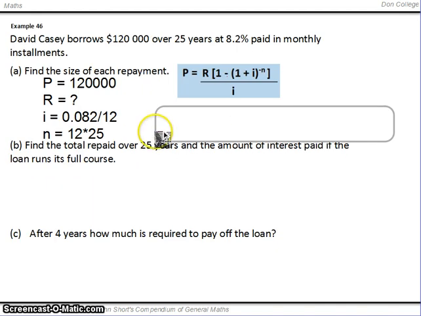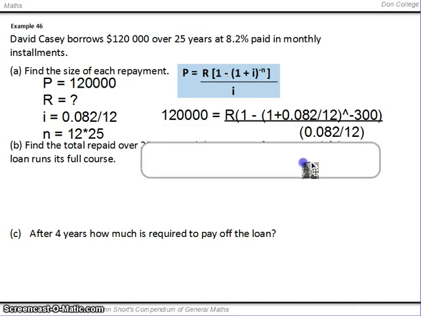Okay, so here's the example we're looking at. David borrows $120,000 over 25 years, 8.2% paid in monthly instalments. Find the size of each repayment. So we know P, we start with 120,000. We know I, 0.082 divided by 12 because it's monthly, and we know N is 25 years and it's monthly, so 12 times 25.